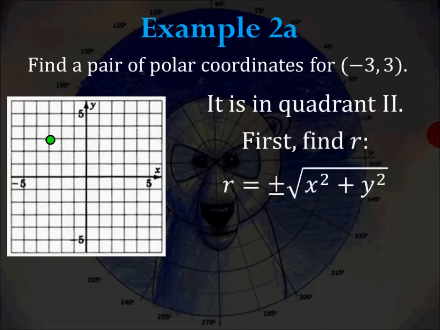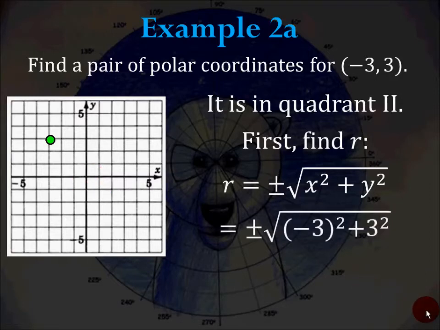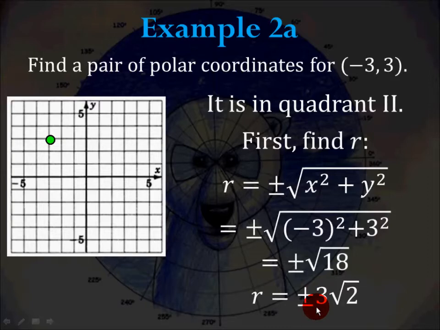So, r is easy to find. You just use the Pythagorean theorem or the distance formula. Basically, how far is it away from (0, 0), the pole? So r equals plus or minus the square root of x squared plus y squared. Plug those in, and you get that r is plus or minus 3 root 2. Now I put plus or minus because if you want to use a negative r, you can. Just remember your theta is going to be different. But we'll probably stick with the positive one for most. Well, except we need a pair. So you probably want to keep the negative one.